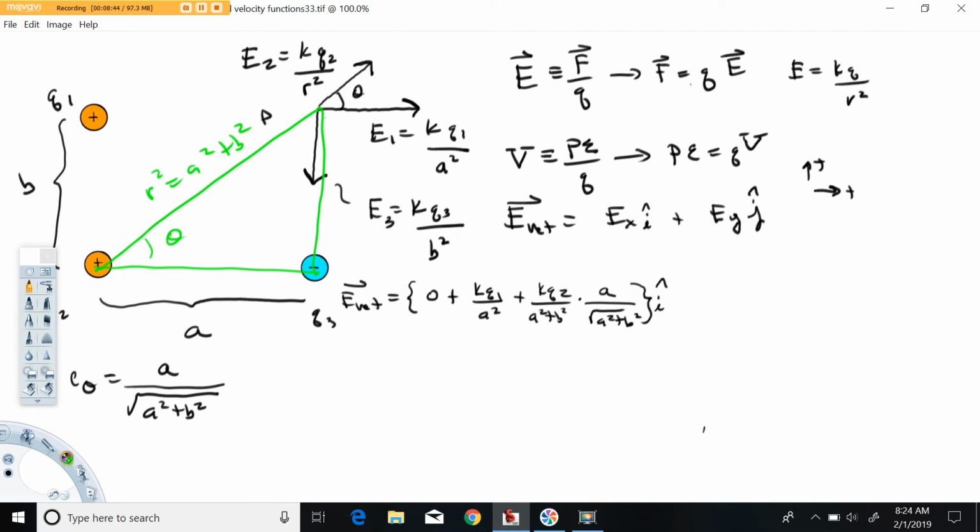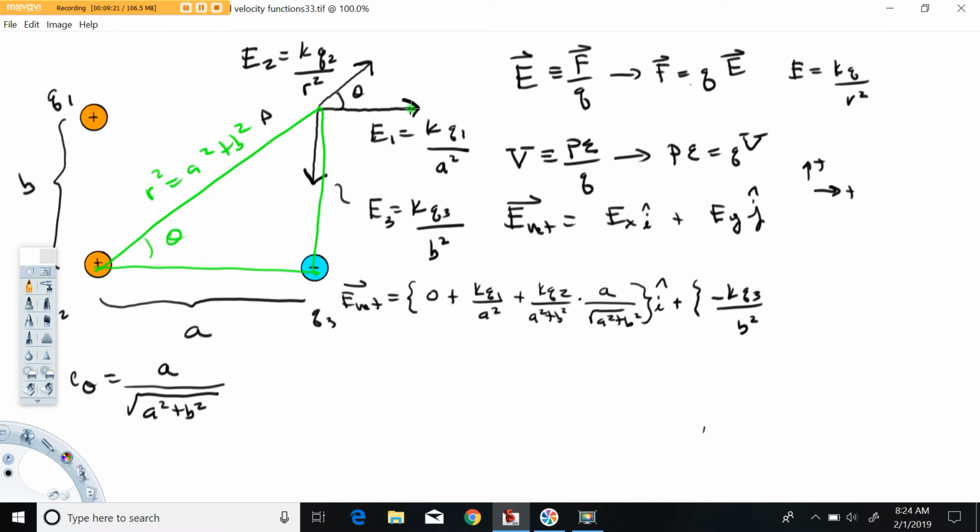Okay, next, j components. Again, I'll start here and go around this way. This guy's y component is down, so let's write that as minus kq3 over b squared. Now this minus sign is not directly because this is negative. It's because, as a result of this charge being negative, this vector pointed down. So this minus sign is because this vector is down and we're calling up positive.